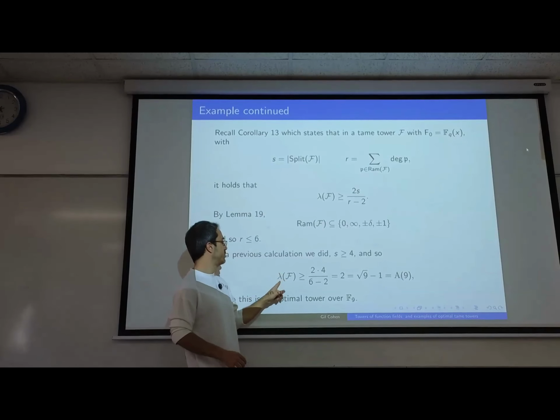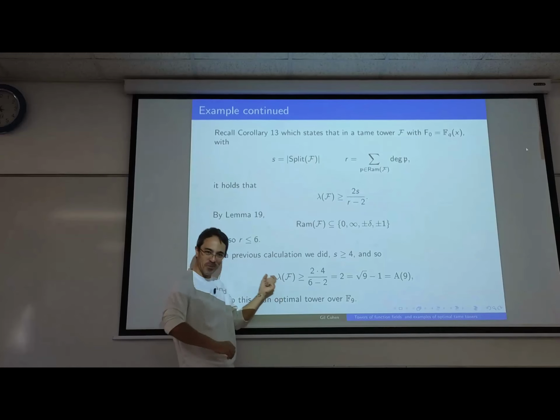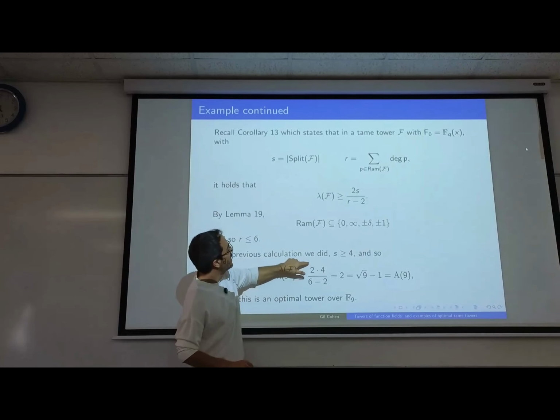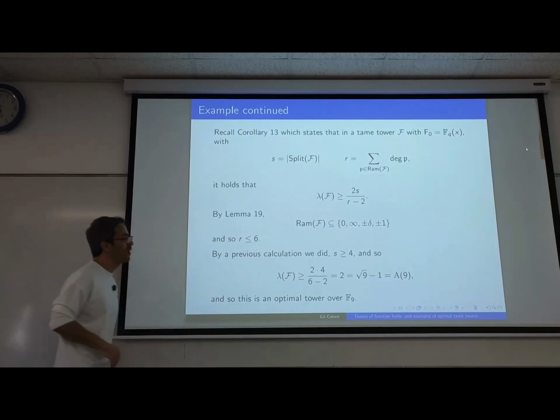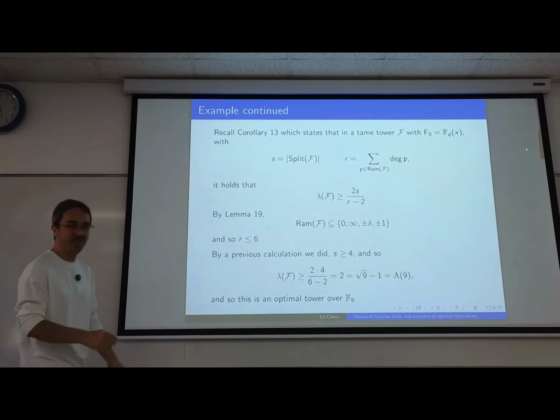This is also lambda. Another lambda, yeah. So good. So the lambda of the tower is at least 2s divided by 4r minus 2. You can calculate it, it's 2.